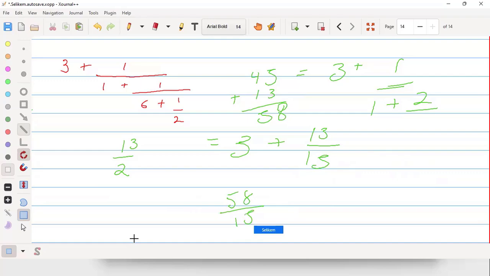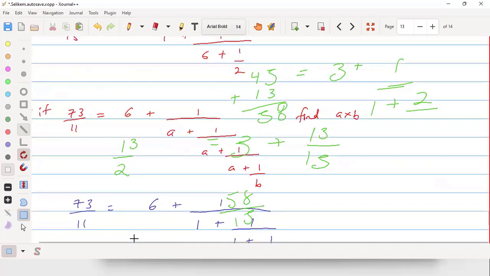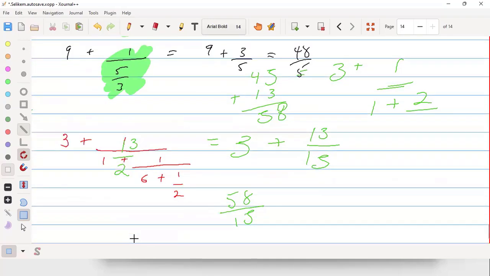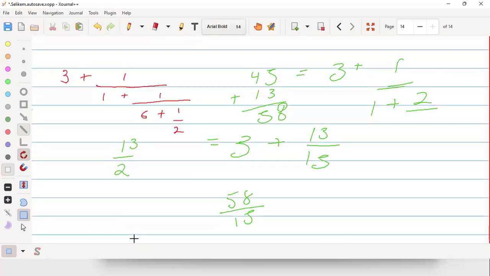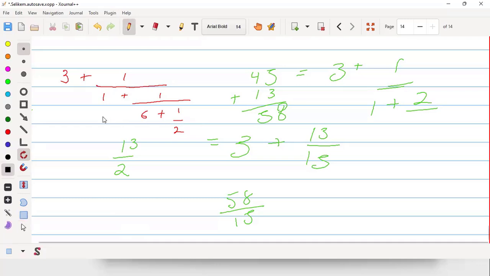Let me just scroll up and see if you are correct. Yeah, it's 58 over 15. Okay, so copy that one too in your notes. That'll be that for today's lesson.